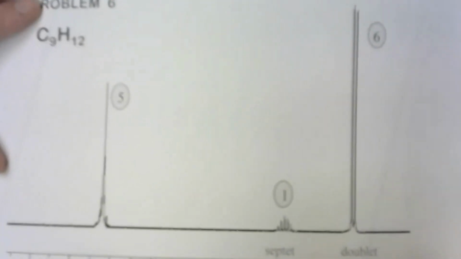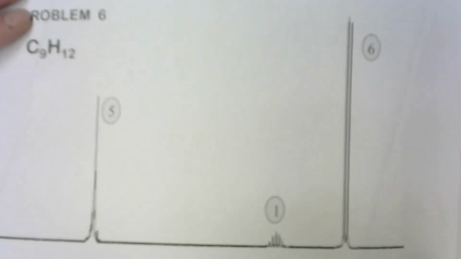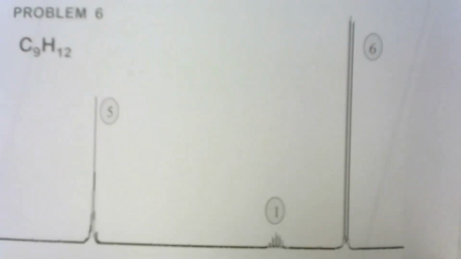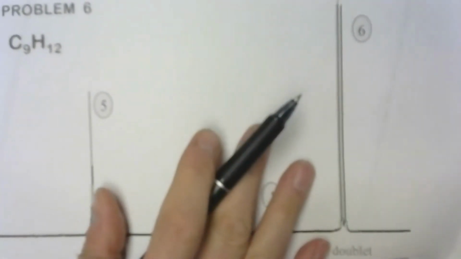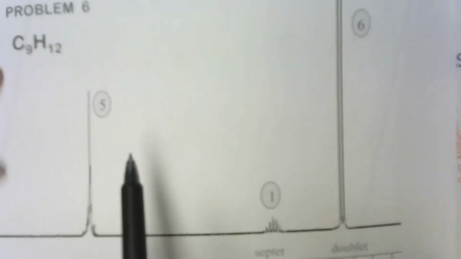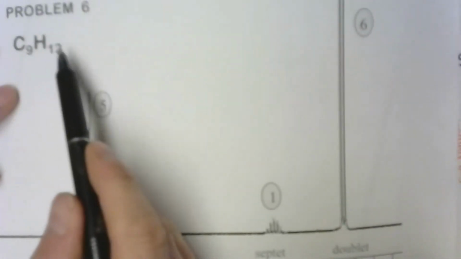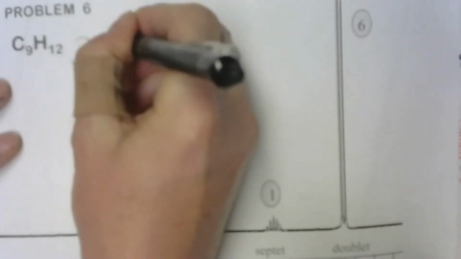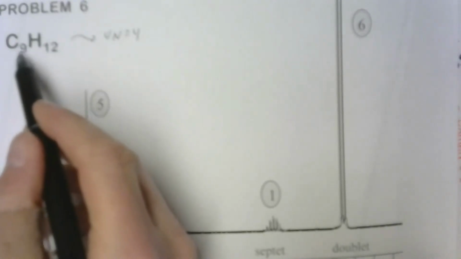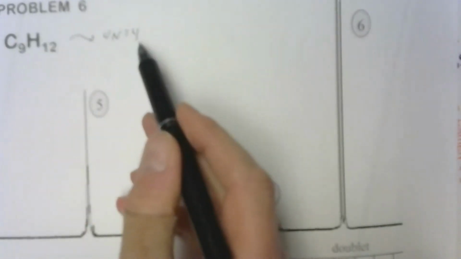Okay, problem 6 is so easy that I am going to expedite this one a little bit. Problem 6, there's not very much stuff, right? It's C9H12. What's the unsaturation number? I think it's 4. 2 times 9 is 18, plus 2 is 20, minus 12 is 8, divided by 2 is 4. Yeah. So a benzene, right?